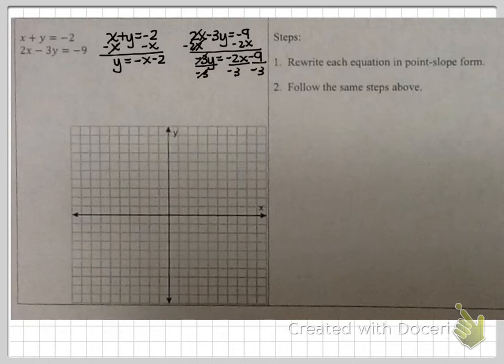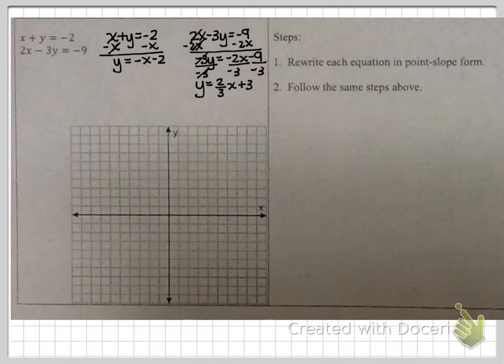Okay, so those are going to cancel here. So that's going to give me y is equal to, well, a -2 divided by a -3 is a +2/3 x, and then a -9 divided by a -3 is a +3. Okay, so at this point, I'm now going to go back and graph the first equation.